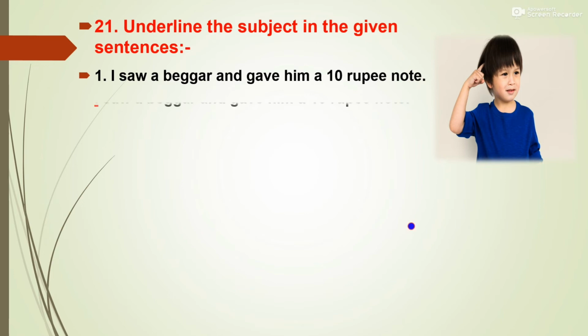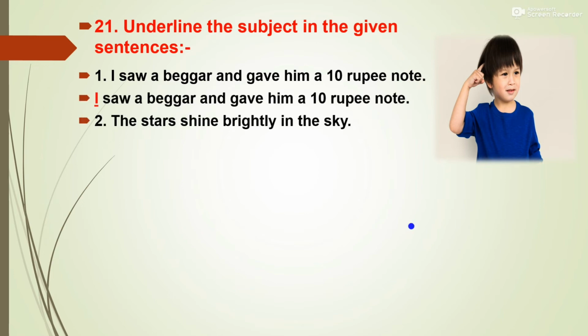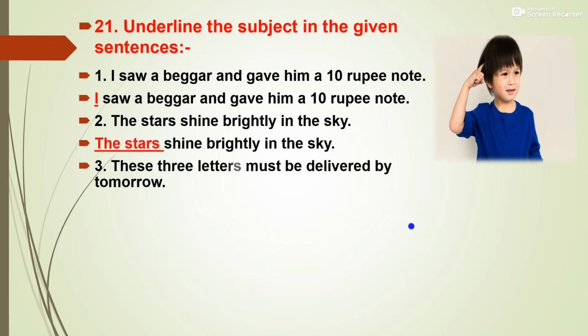I saw a beggar and gave him a 10 rupee note. Here I is the subject because who saw? I saw. The stars shine brightly in the sky. Who shines brightly in the sky? The stars. So the stars is the subject.